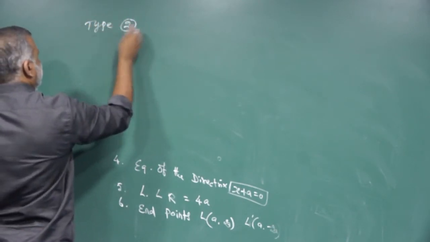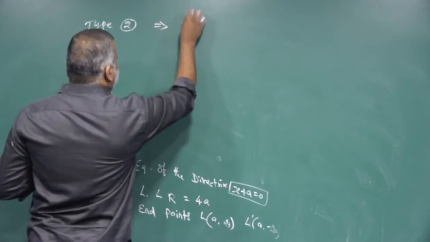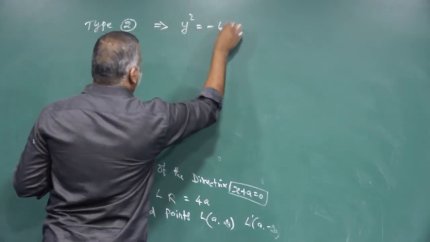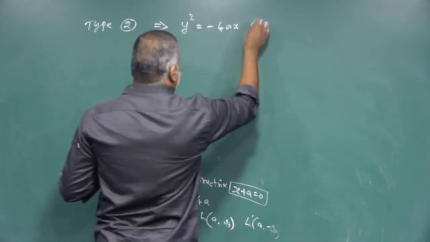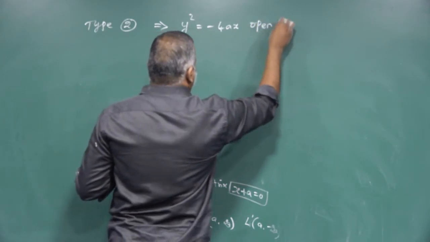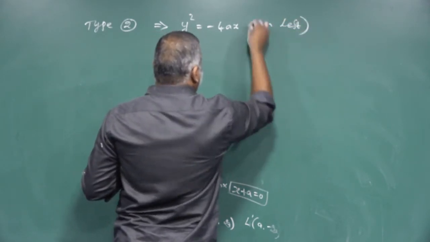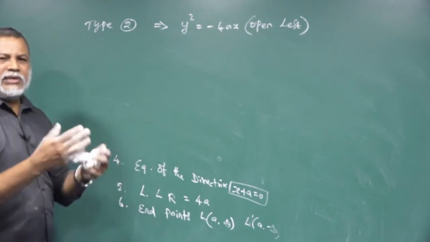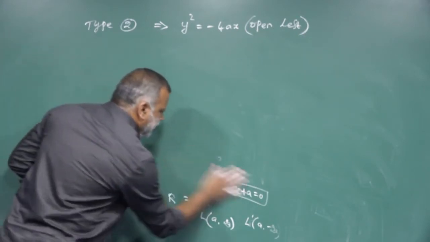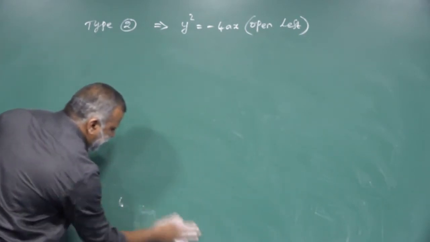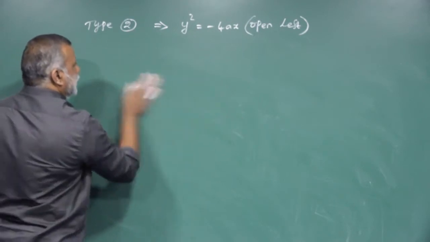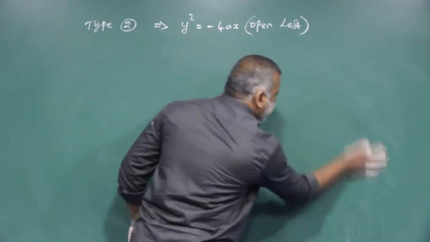Type number 2 is y squared equal to minus 4ax. This is called open left. That means the left hand side it should be opening. The type number 1 is right hand side opening. Type number 2 is left hand side opening.